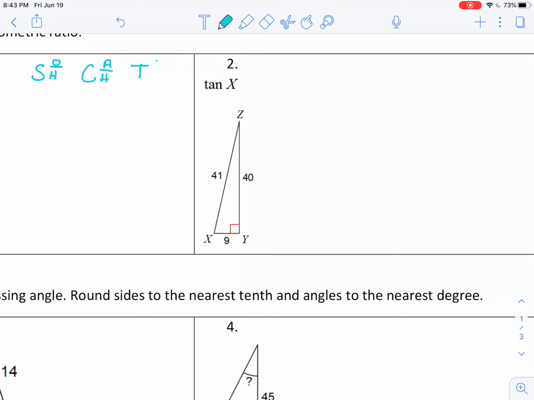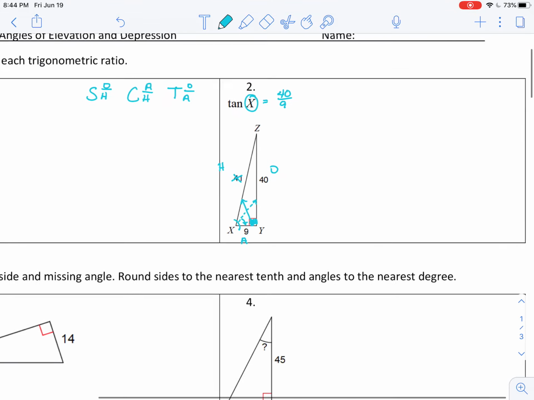It's talking about a tangent ratio. SOHCAHTOA. TOA is reminding me to use the opposite leg and the adjacent leg. So this time, even though yes, it has a right angle and it has a hypotenuse, I'm not going to use it. I need to pay attention to the angle for my labels. So across from my angle is the opposite leg. Right next to my angle is the adjacent leg. So if I put O over A, opposite over adjacent, it is the fraction 40 over 9.